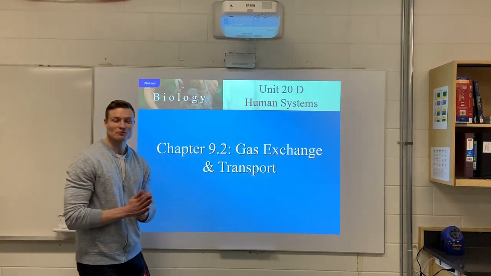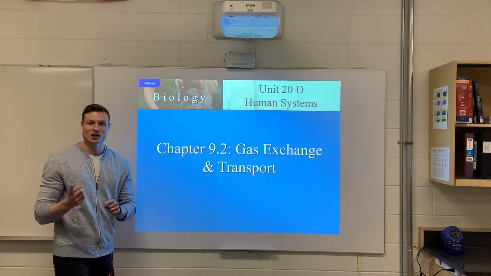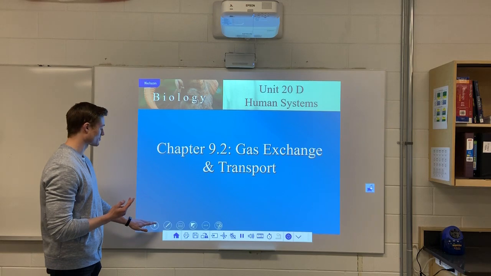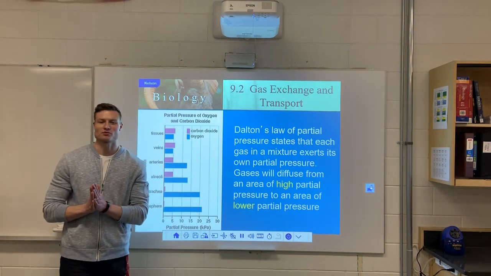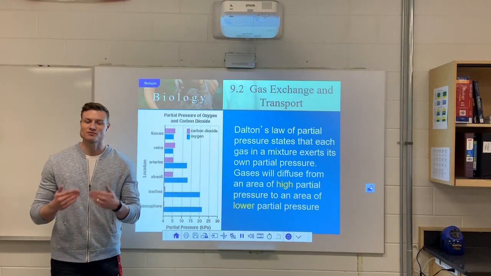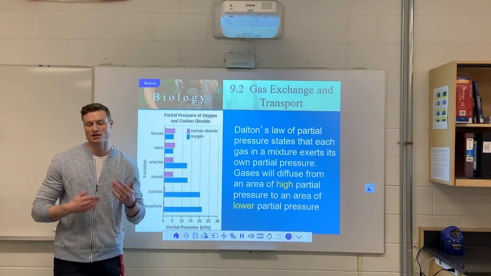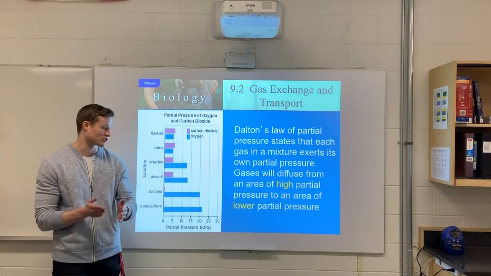So, as he was saying, we will be talking about gas exchange today, specifically oxygen transport and carbon dioxide transport in the human body. According to Dalton's law of partial pressure, gases will always diffuse from an area of high pressure to an area of low pressure. This is very similar to diffusion, right? We're always going from high to low concentration, high to low pressure.